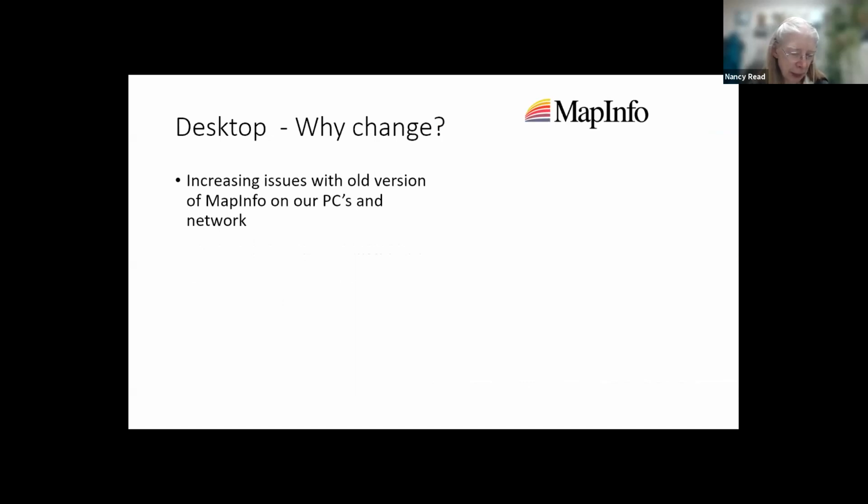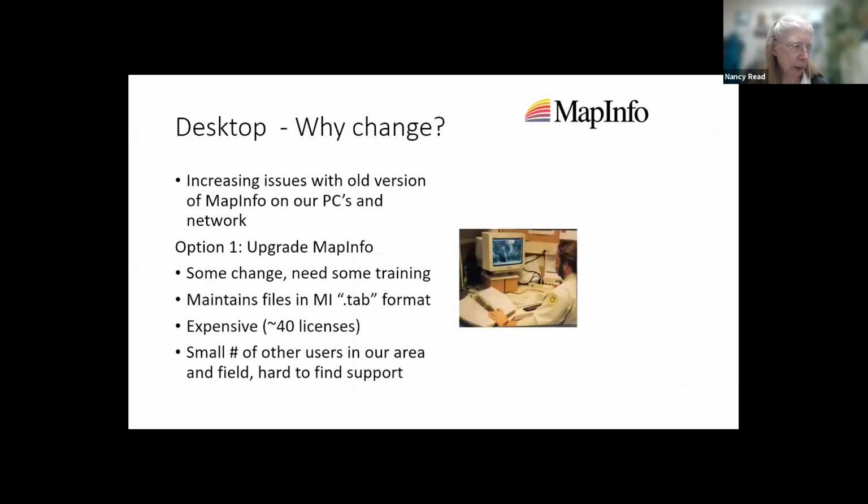But, you know, software environments change. With Windows 10 and with new server versions, we had upgraded MapInfo a few times, but it just became a question of, is this really the best path to upgrade again? We looked at how MapInfo itself was changing and what training we would need. MapInfo stores files in a proprietary format called tab format.